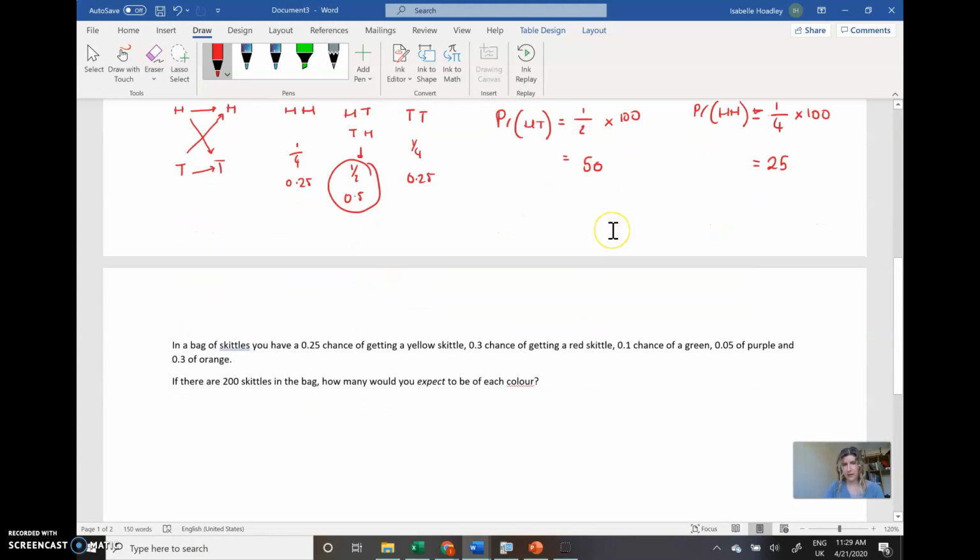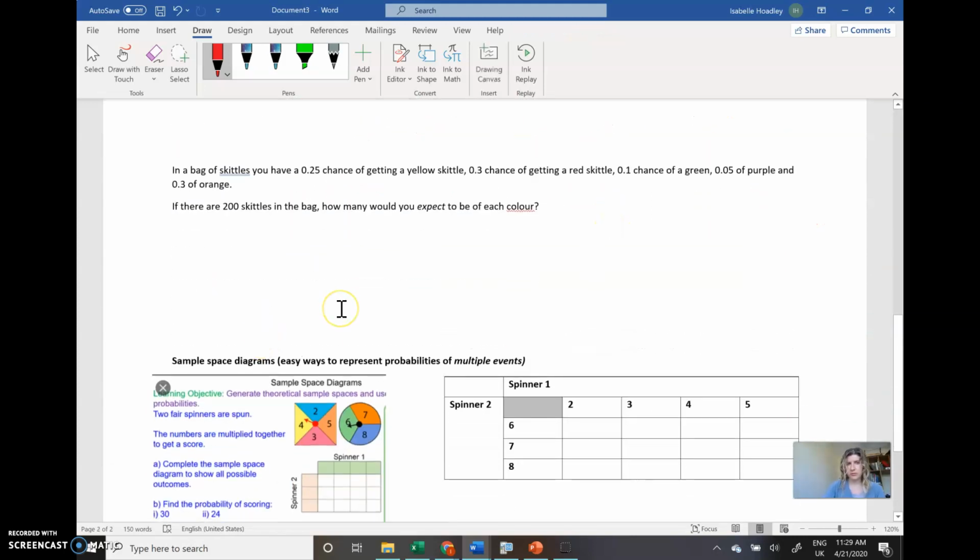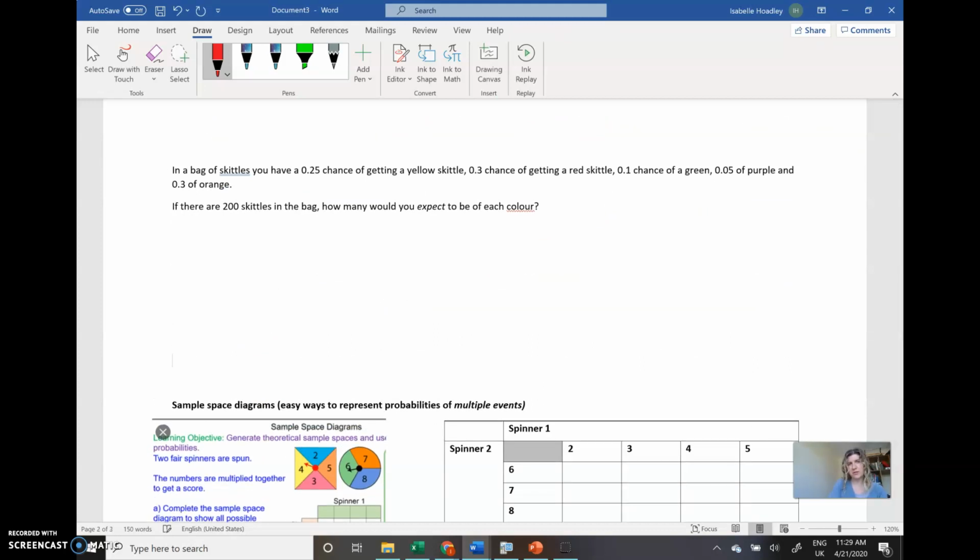All right, one more example. In a bag of Skittles, we have a 0.25 chance of getting a yellow Skittle. So I'm just going to write these down. So probability yellow equals 0.25. 0.3 of getting a red. So probability red equals 0.3. Probability green equals 0.1. Probability purple equals 0.05. And probability orange equals 0.3. So if there's 200 Skittles in the bag, how many would we expect of each colour?